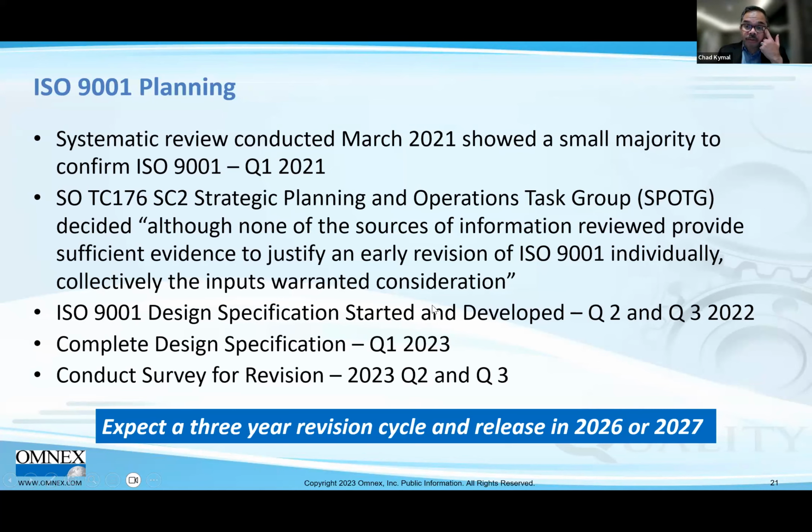So Q2 and Q3, 2022, based on the recommendation to start, the 9001 design document was started and developed. It was completed in Q1 of 2023. And then they did a survey for the revision in Q2 and Q3. So 9001 is on its way. Expect a 3-year revision life cycle and a release in 2026 or 2027.